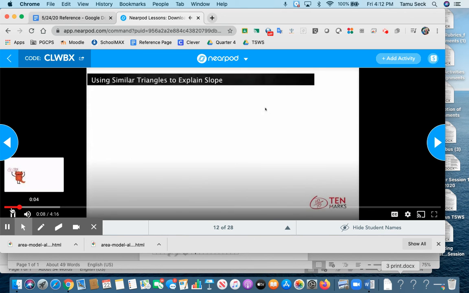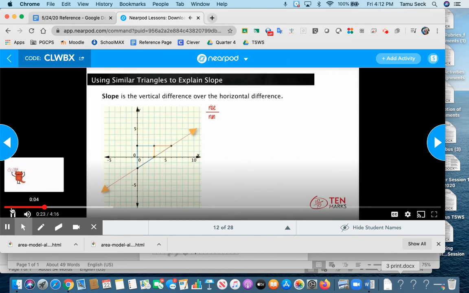In this lesson, you will prove that every set of points on a line has the same slope using similar right triangles. Now, slope is the vertical difference over the horizontal difference, or rise over run. Take a look at this graph below. There's one line and two right triangles on the line.